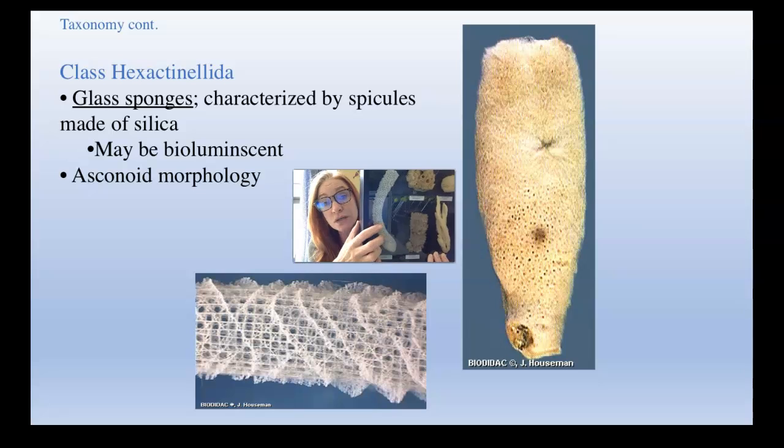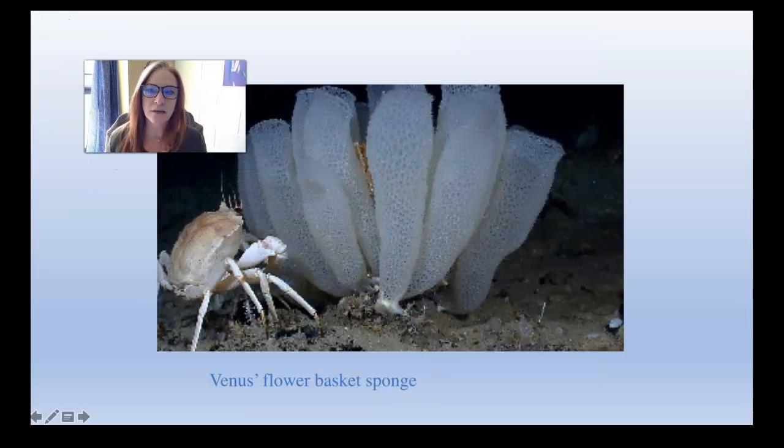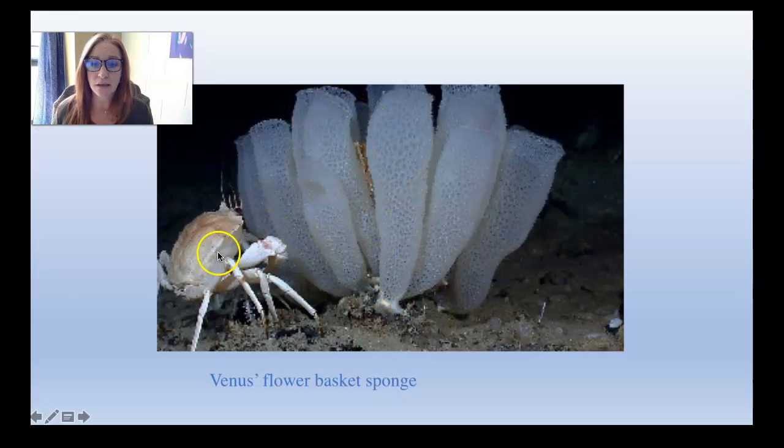You can see that they look like glass. They're beautiful, and these guys all have asconoid morphology, so they're not huge, but look how intricate their body wall is, and just lovely. This is a Venus flower basket. That is a crab. This is a deep water, beautiful glass sponge.